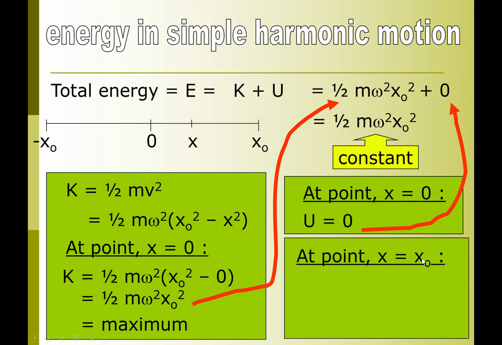At the maximum point, x naught, this is the maximum displacement x naught. So the kinetic energy will become 0, because when we substitute x equals x naught into the equation for kinetic energy, this term becomes 0. Therefore kinetic energy is 0 at the maximum displacement.